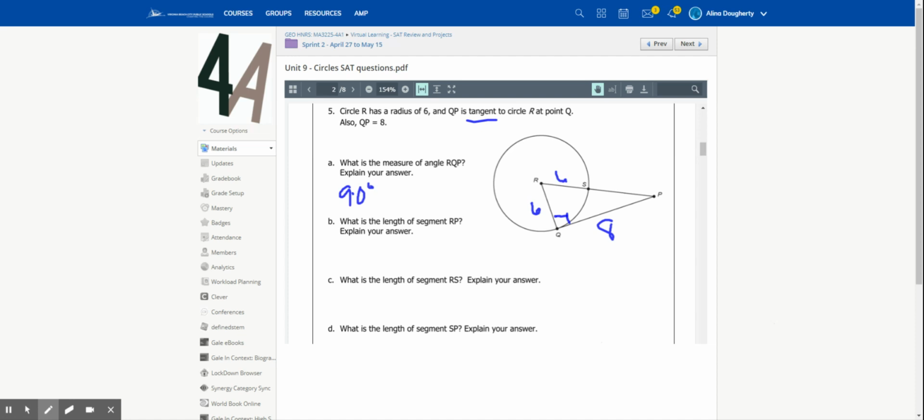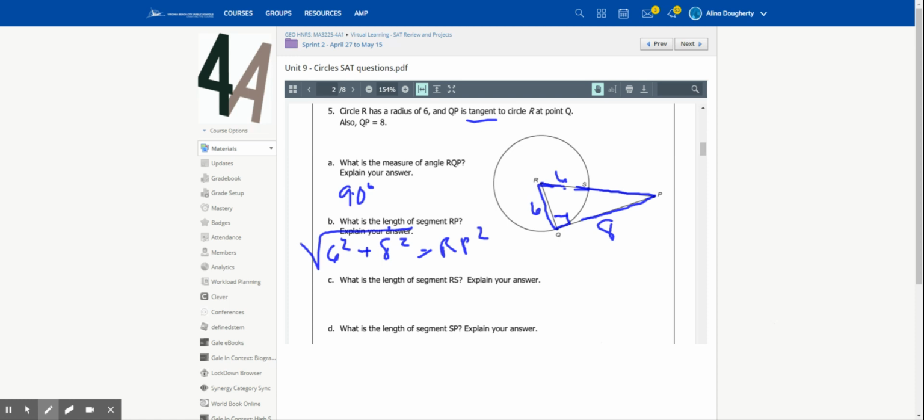What is the length of RP? So RP is this whole distance, and I know the two legs of my triangle, so I can do 6 squared plus 8 squared equals RP squared. You just need to solve that. So the square root of 6 squared plus 8 squared, and put that whole thing into your calculator.